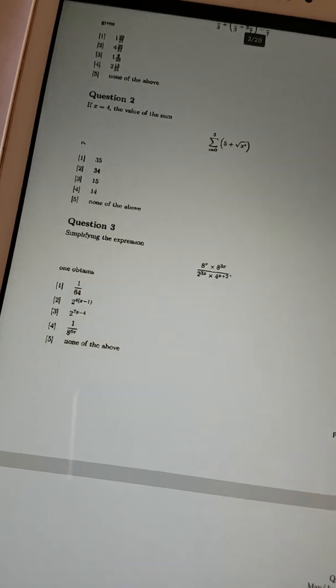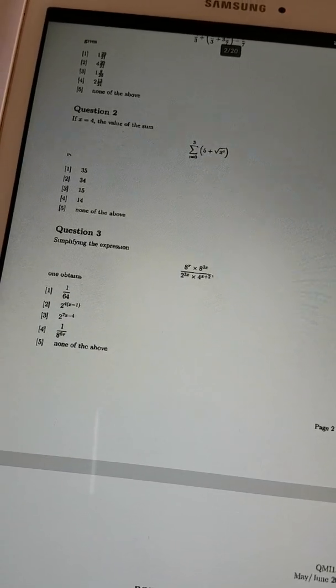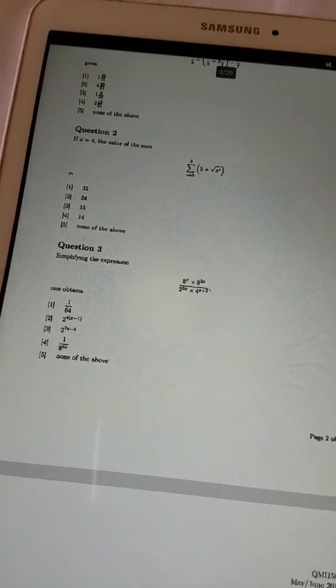So guys, without wasting our precious time, let's move to question number 3.